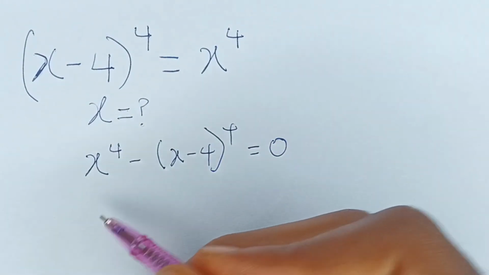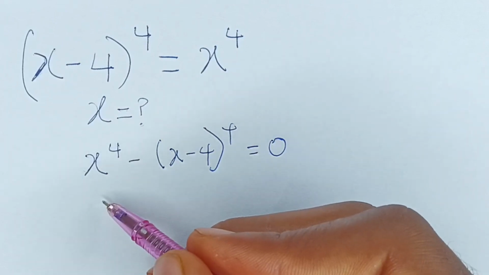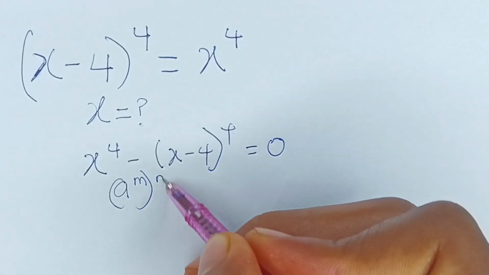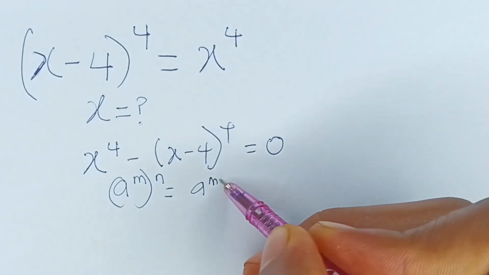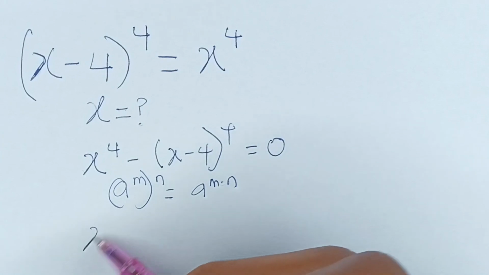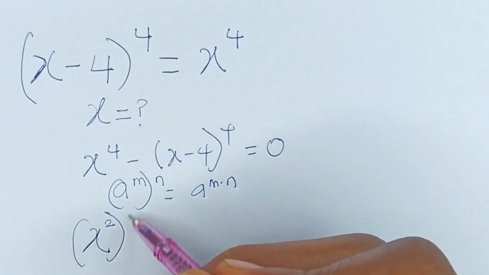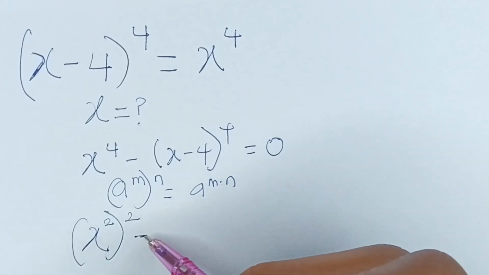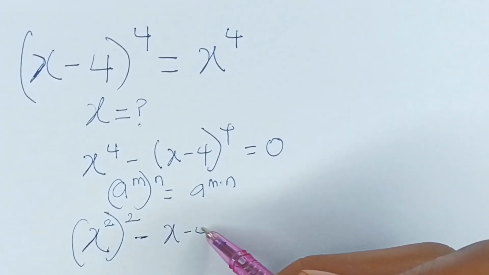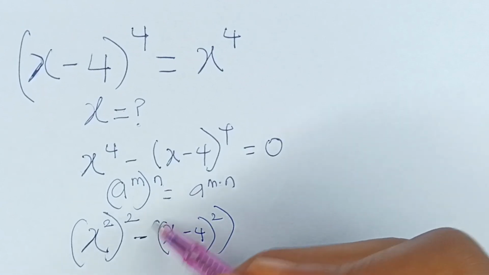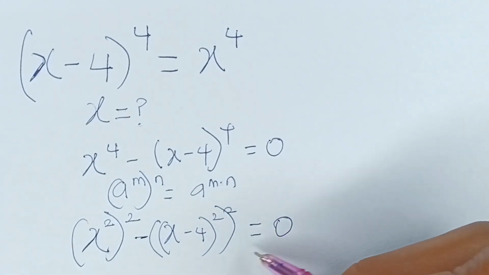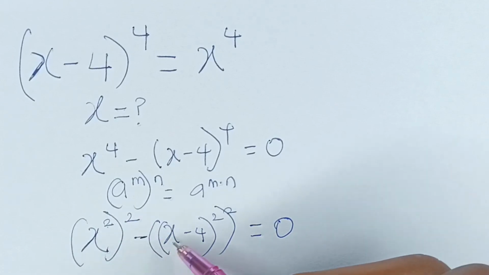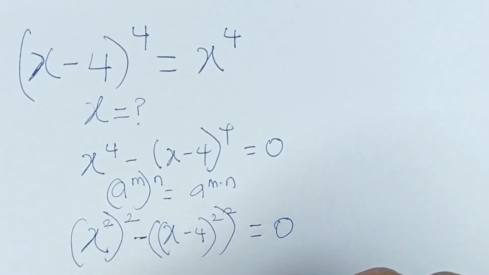At this point, let's rewrite this. Using the law of indices, (a^m)^n is equal to a^(mn). Hence, x^4, (x^2)^2 is equal to x^4, because 2 times 2 is 4, minus ((x − 4)^2)^2 is equal to 0, okay. Now you're seeing (x^2)^2 minus ((x − 4)^2)^2, okay.